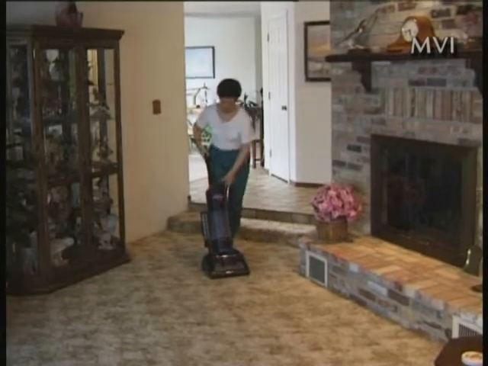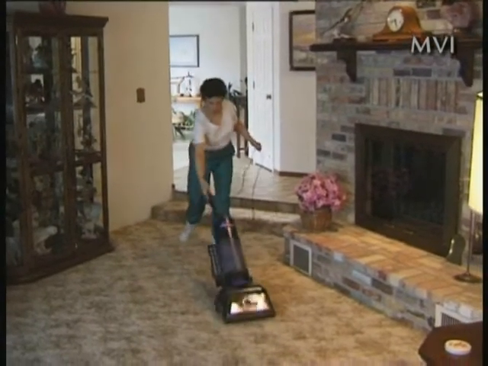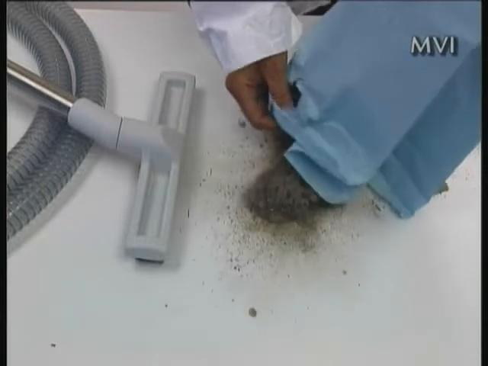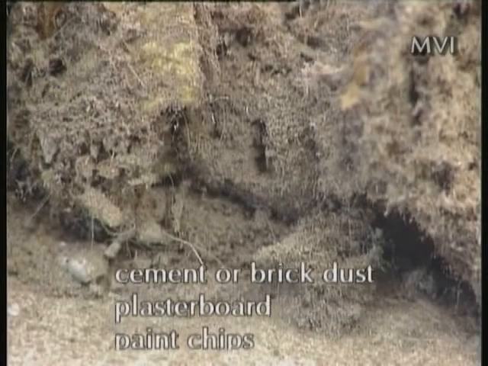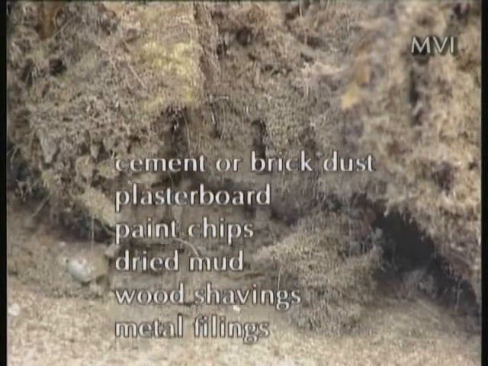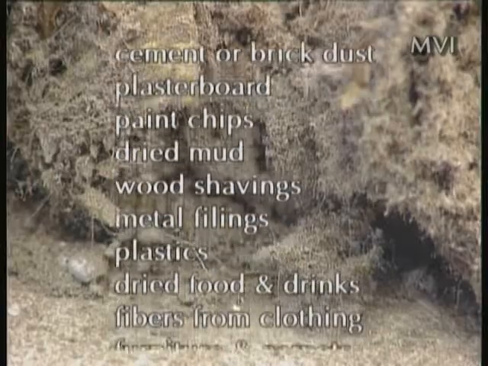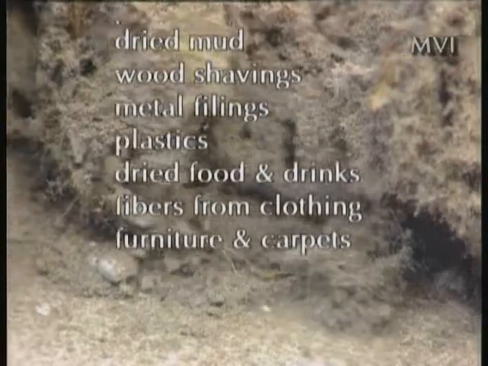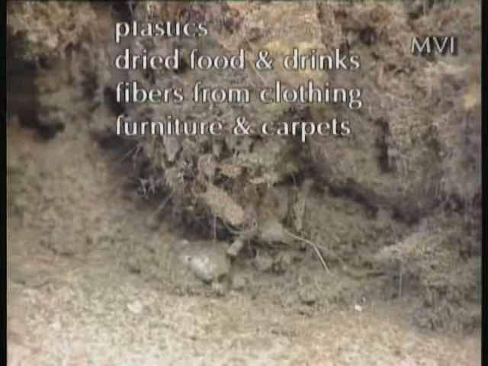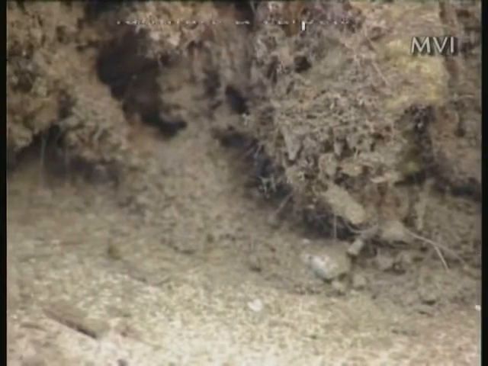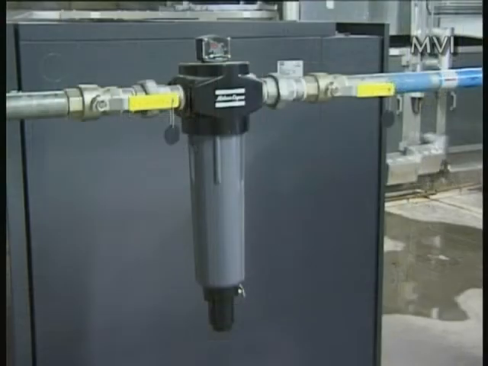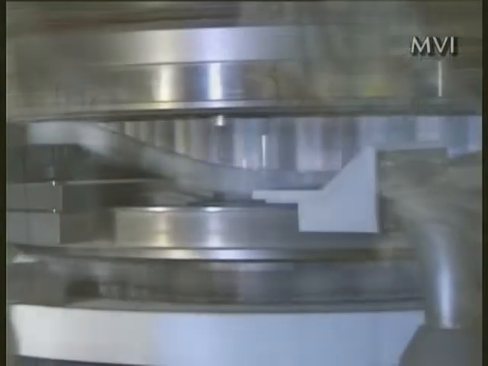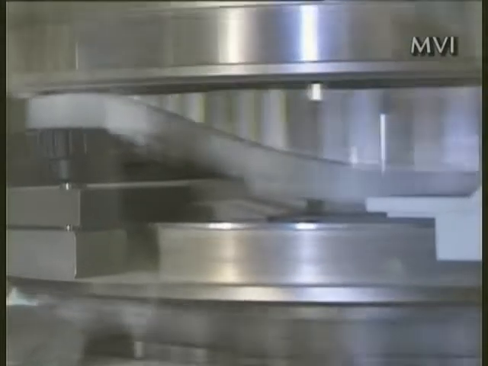Potential contamination is all about us. The next time you vacuum a rug, examine the contents of the cleaner. You may not recognize the source of all the contaminants, but you should get the picture. They may include cement or brick dust or plasterboard, paint chips, dried mud from your shoes, wood shavings, metal filings, plastics, dried food and beverages, or natural and synthetic fibres from clothing, furniture, and floor coverings. Solid particles can be held by and transported by processed gases or water and chemicals, not to mention those generated by tooling and the product itself.